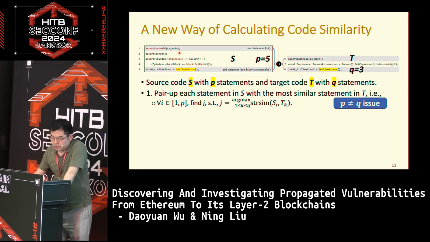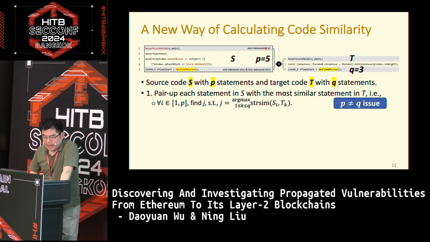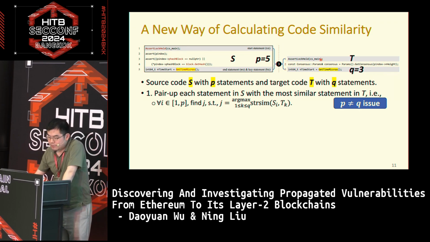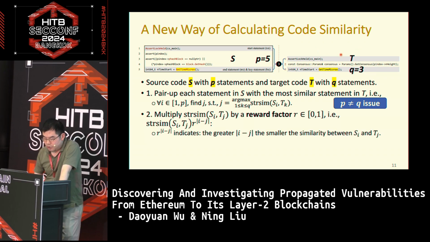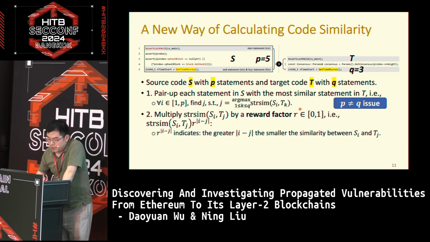Here our approach is simply to locate the most similar statements. For example, as I just said, we can locate this line 1 is more similar to the line 1 in the target code, while this line 3 is the most similar to the line 5 here. So in this way, we can pair this line 1 with this line instead of the original first line of the target code.